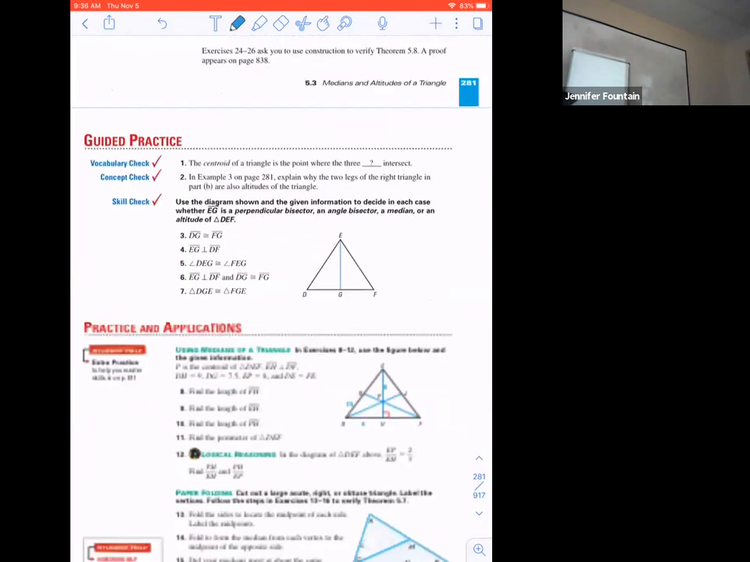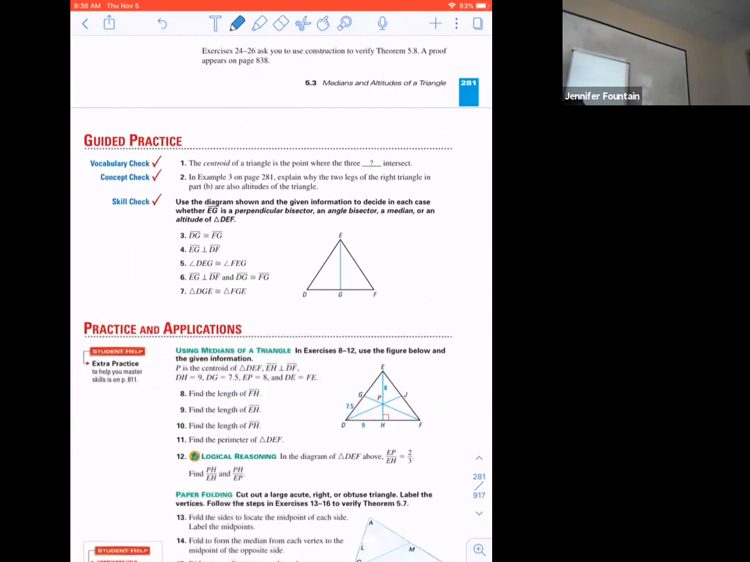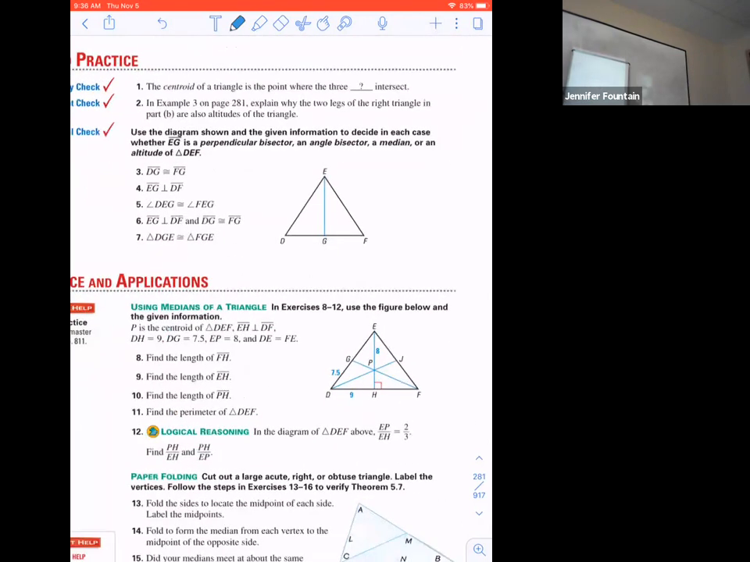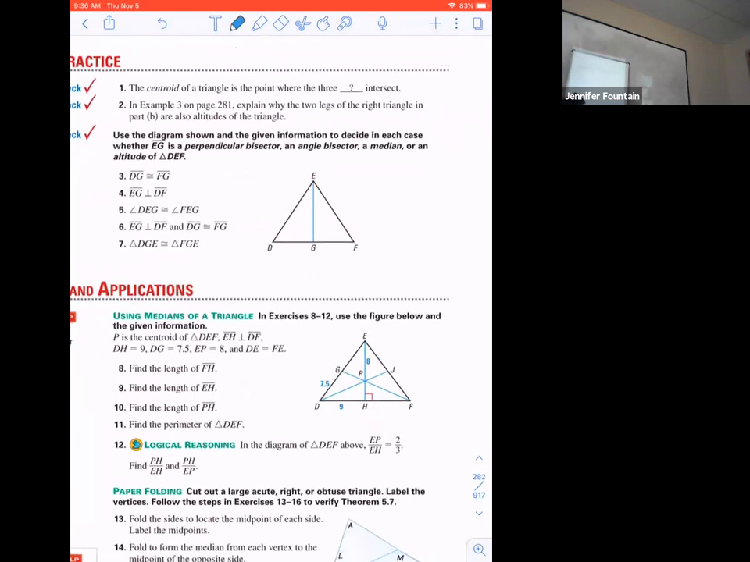So let's look at the guided practice. The centroid of a triangle is the point where three blank intersect. What do centroids intersect? Medians. It says in example 3 on page 281, explain why the two legs of the right triangle in part B are also altitudes. So that right triangle we looked at, why are KM and ML also altitudes?